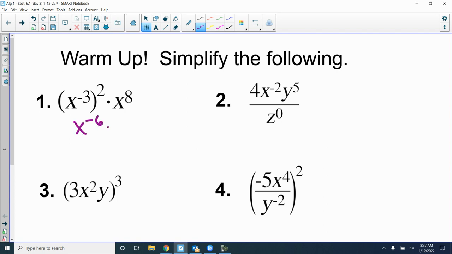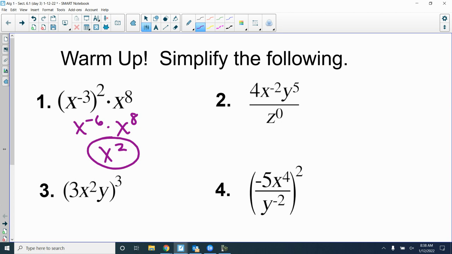Okay, so this is what we have. Now what do I do? You're multiplying two like bases together. What do you do with the exponents? Add them together. What's negative 6 plus 8, guys? Second. So what's my answer, Gavin? X to the second. X squared. That's it, right there.